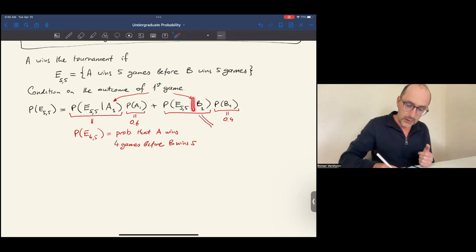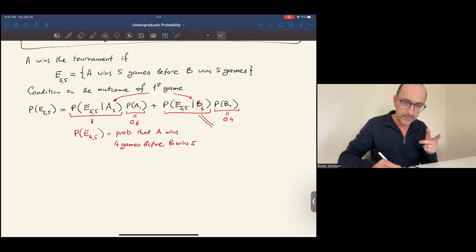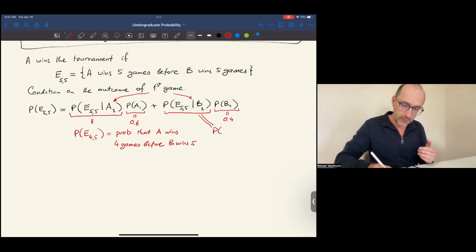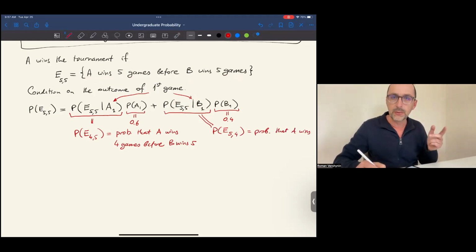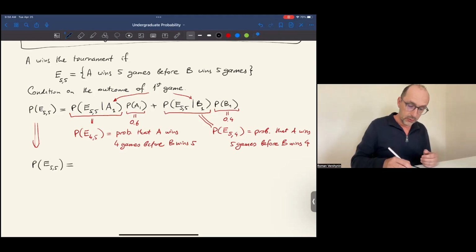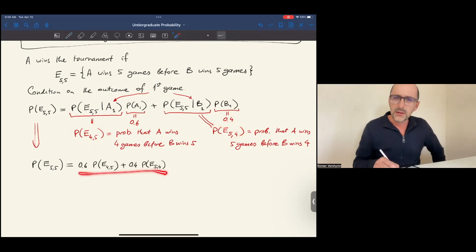What is this probability? Here we assume that Team B wins the first game. If Team B won the first game, then in order to win the tournament, A needs still to win 5 games before B wins 4 more. So this probability can be written as E54, the probability that A wins 5 games before B wins 4. We get an equation, P of E55 equals 0.6 times this plus 0.4 times this. That's not very satisfying.